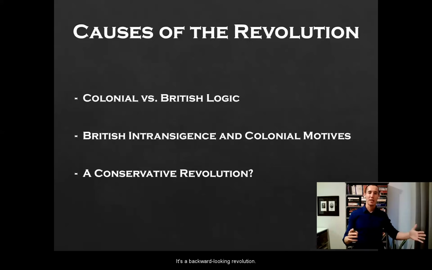It's a backward-looking revolution. That's why the American Revolution is the only conservative revolution that I know of in the world. And it represents the United States. The United States fundamentally is a very conservative country. Change comes incredibly slow. Winston Churchill said it best. Americans will always do what's right once they've exhausted every other option.